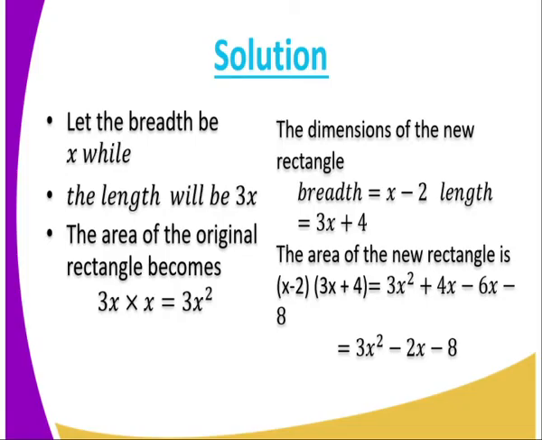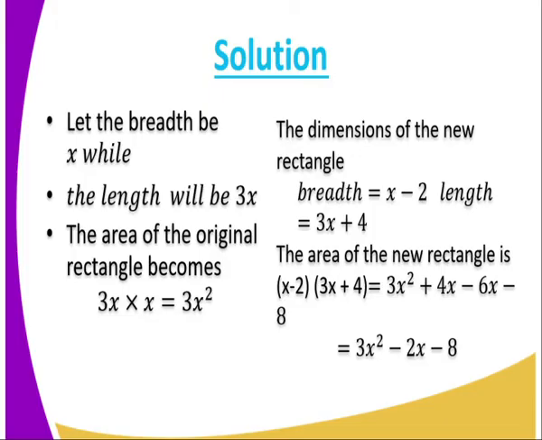Let the breadth be x, while the length should be 3 times x. So the area of the original rectangle becomes 3x times x, which is equal to 3x squared, as you can see. The dimensions of the new rectangle: remember, the breadth has been decreased by 2, and the length has been increased by 4.